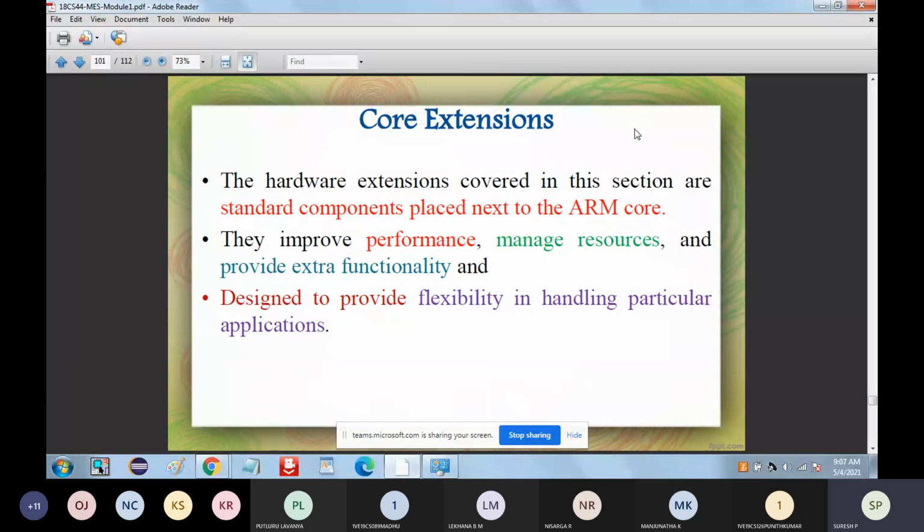Now, if we take the different ARM families, ARM 5, ARM 7, ARM 9, ARM 10 are there. Yesterday we discussed the different stages of pipelining. With respect to the different stages of pipelining, if we take ARM 7, it executes in three-stage pipelining. ARM 9 executes in five-stage pipelining. ARM 10 executes in six-stage pipelining. Each ARM family has different extensions.